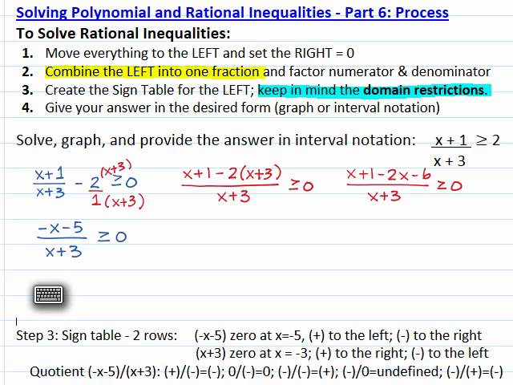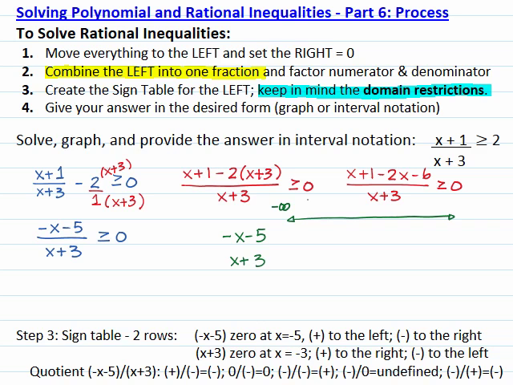I'm ready to create the sign table for this rational expression on the left. It will have two rows, one for negative x minus 5 and the other for x plus 3. The 0 of negative x minus 5 is at negative 5, and the expression is negative to the right and positive to the left of its 0. X plus 3 has a 0 at negative 3. The expression is positive to the right and negative to the left of its 0.